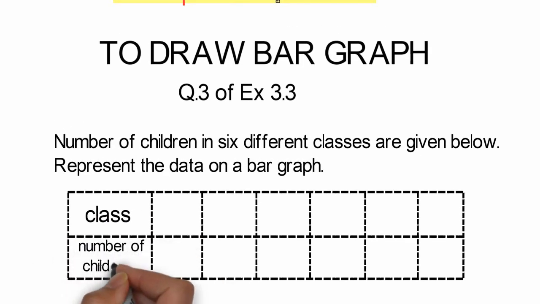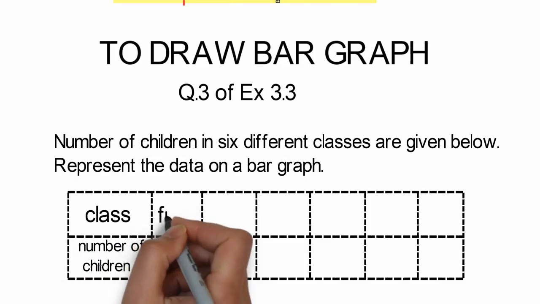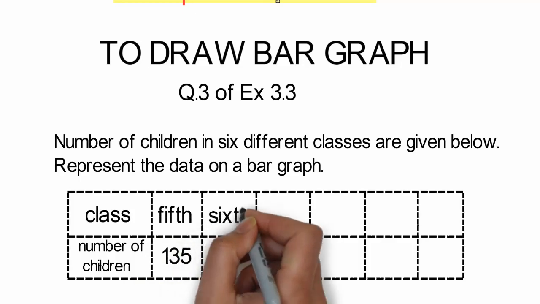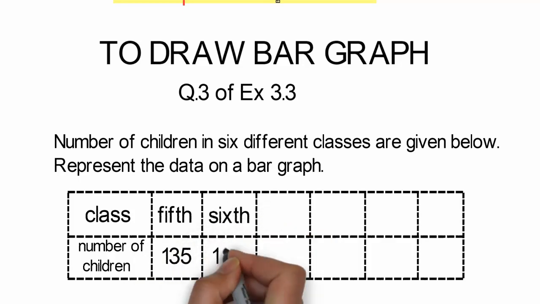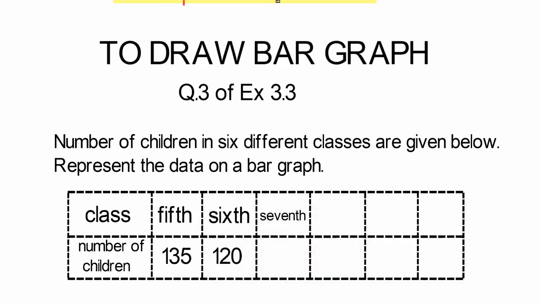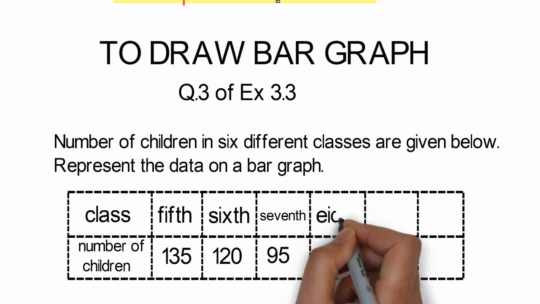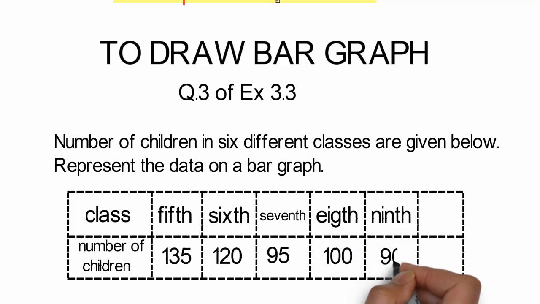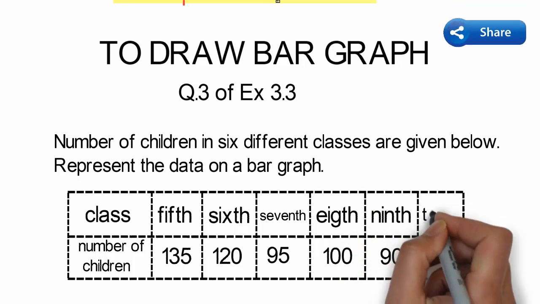So first class is 5th class. In 5th class number of children are 135. Second is 6th class. Here the number of children are 120. 7th class. Here the number of children are 95. 8th class. Here the number of children are 100. 9th class. Here the number of children are 90. And the 10th class. Here the number of children are 80.